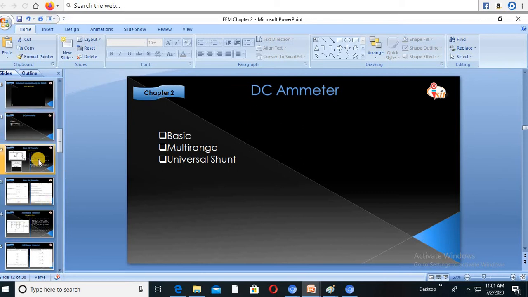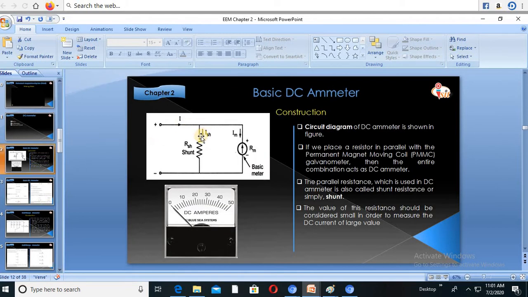Then what is the meaning of basic DC ammeter? This basic DC ammeter is used for measurement of DC current. This is the circuit diagram for the basic DC ammeter, and this is the exact analog DC ammeter. Here a parallel resistance is connected with the permanent magnet moving coil instrument. This parallel resistance is called a shunt resistance, and this is regarding the basic DC ammeter.